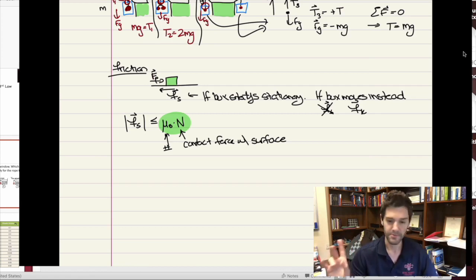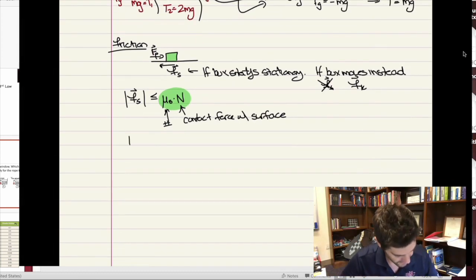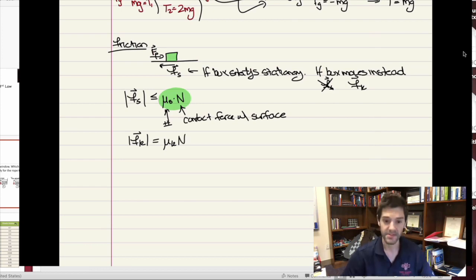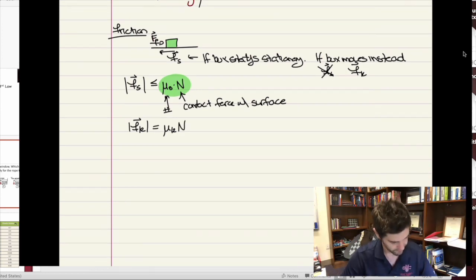If the friction that you need to keep the box stationary exceeds this value that I've highlighted in green, then the box does move, but there's still a friction force, but it is the kinetic friction, which is the same thing but with a different number.